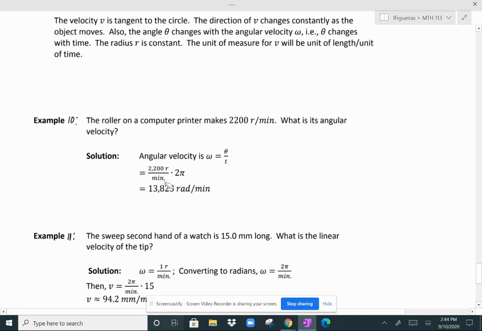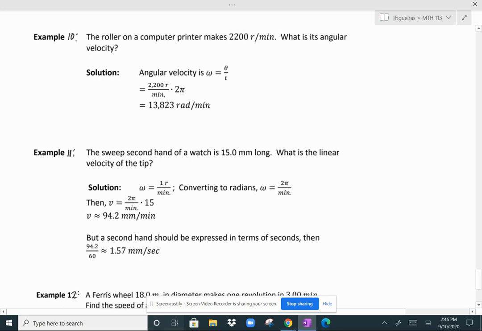So let's do another one. The sweep hand of a watch is 15 millimeters long. What is the linear velocity of the tip of that second hand, sweep hand? So that means I'm trying to figure out what the speed is of this second sweep hand on a watch as it moves around in a circle, because we know that clocks are circular. So remember, omega is 1 revolution per minute, and so that's how long it takes a sweep hand to go around a clock. Every 1 minute, that little sweep hand goes around the clock.